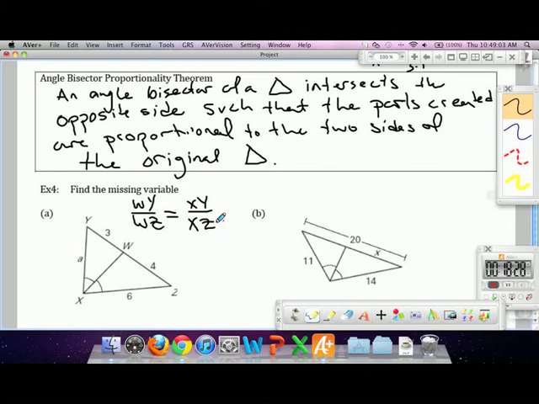Or to find A, our missing variable here, we could say 3 is to 4 as A is to 6. Could be something you can claim. Cross multiplying, you should get A is 9/2 or 4.5.